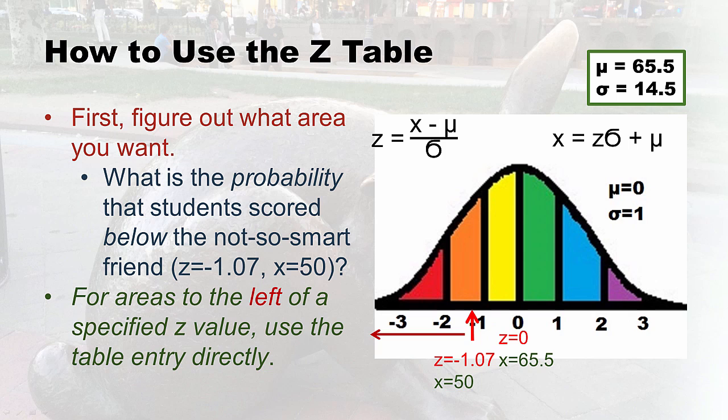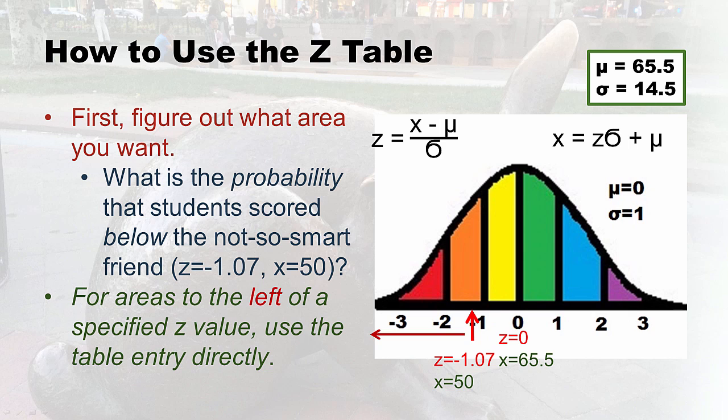So how do you use the z-table? Well, the first thing is you want to figure out what area you want. We're going to start with the not so smart friend because that's a little easier to demonstrate. What is the probability that students scored below the not so smart friend? Which is a secret way of saying, what is the area under the curve that makes up most of that orange part, all of the red, and the little black part at the bottom?